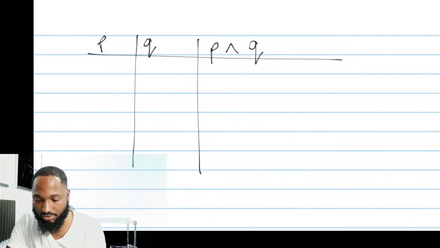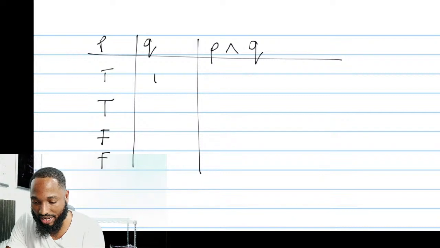P, what are we doing? And first. So this is how I do this. I do true, true, false, false. I hope I remember the correct thing. And then I say false. No, I normally start off with true.